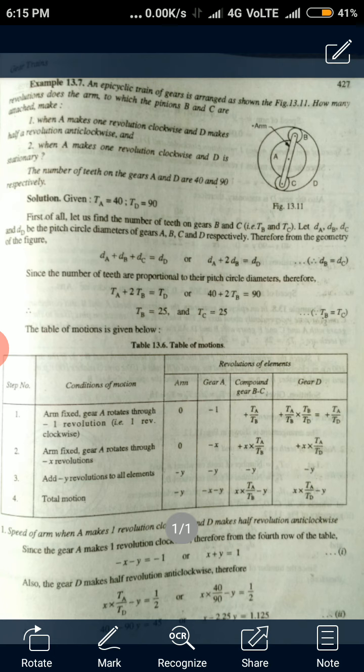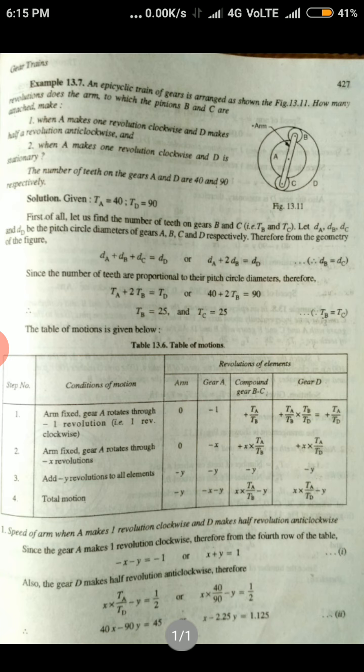So what you can write here from the geometry, as you did for earlier problems, the radius RD equals RA plus 2 times the radius RB. Since radius is directly proportional to the number of teeth, TA plus 2 times TB equals TD. So TA equals 40 plus 2 times TB, TD equals 90. Substituting that, you get TB equal to 25.